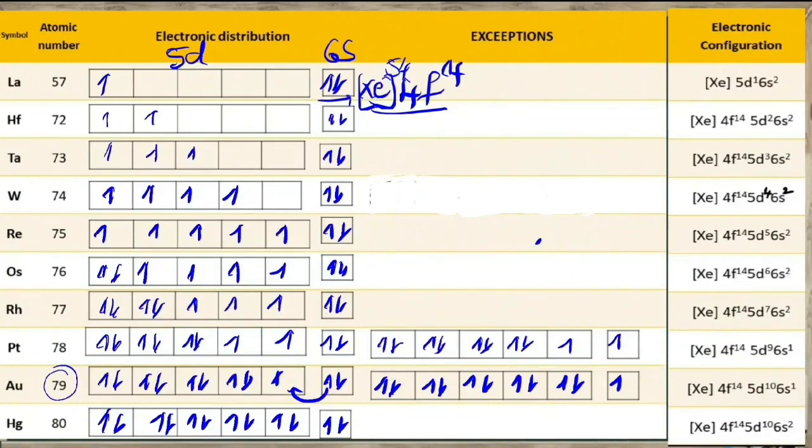You can observe here the electronic configuration of the 5d series. For the first element there is no change, that is xenon 54, 5d1 6s2. After lanthanum there will be addition of 14 electrons to the 4f orbital. Then the 6s orbital will take electrons, then 5d will be filled.